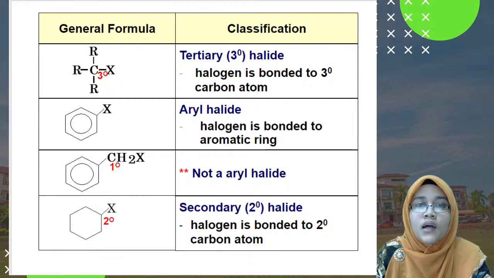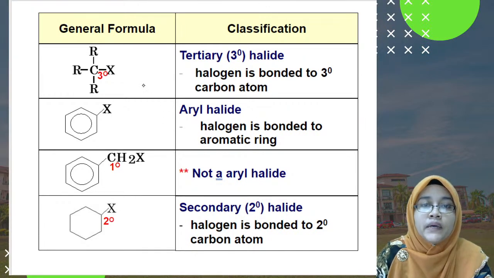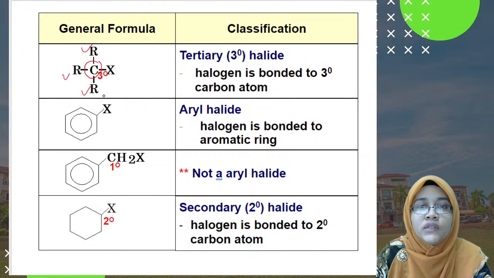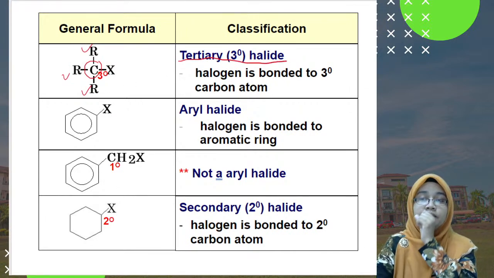So for tertiary halide, when your alpha carbon is tertiary, we have 1, 2, 3 neighboring carbons on the alpha carbon, so automatically the halide is a tertiary halide.